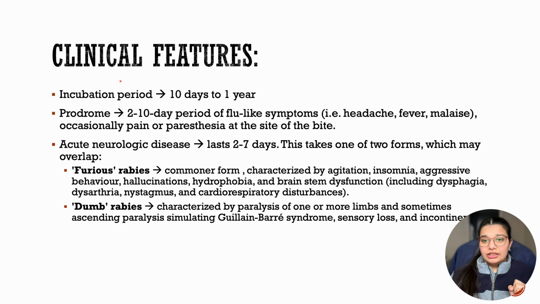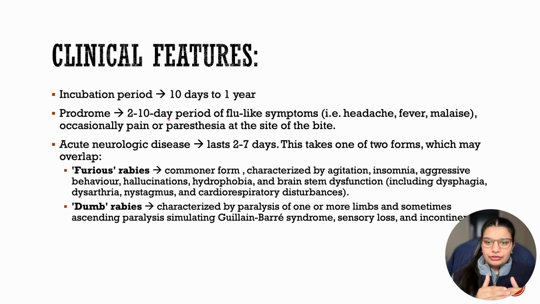Moving on to the clinical features. How it is transmitted is the pathogenesis, which we understood. Now, how would the patient present with rabies? The incubation period of the virus is from 10 days to 1 year, pretty long. In fact, pretty variable. The prodrome symptoms start within a 2 to 10 day period from the inoculation, and they are flu-like symptoms: headache, fever, malaise, and sometimes pain and paresthesias at the site of the bite, wherever the patient was bitten.